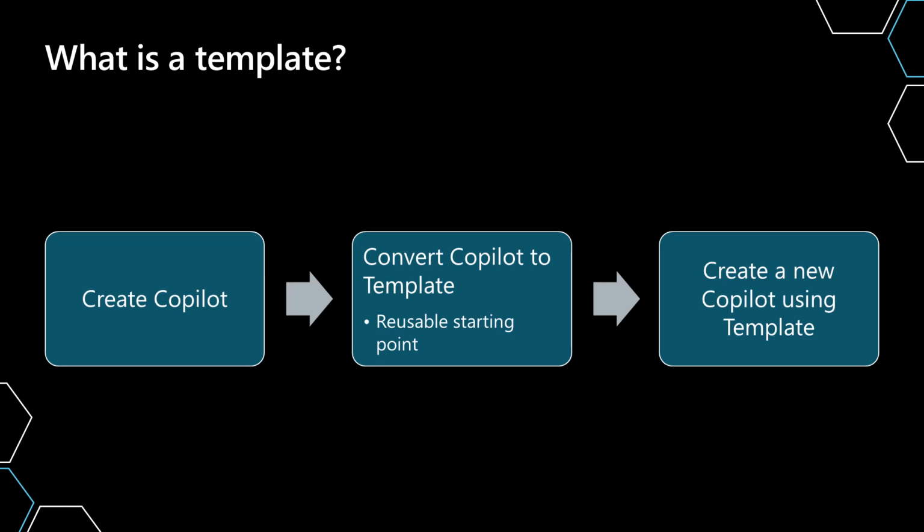Well, a template is basically, think of it where I go and I create a Copilot, which is a starting point that I will use as a future starting point going over and over. So I will create a Copilot, which is basically the starting point I want. Then I'll convert that starting point into a template, which will give me the ability to reuse that over and over. And then I can start creating new bots with the same starting point over and over.